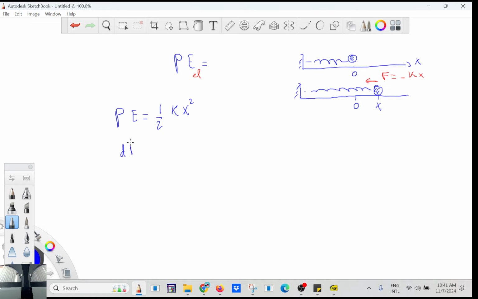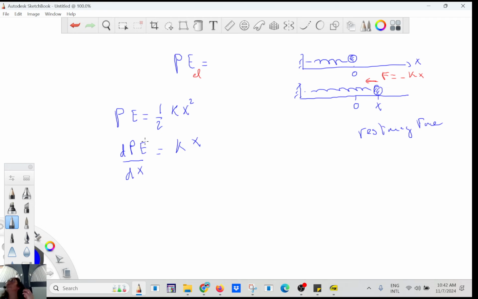Can you take the derivative for me as a function of x? Kx. You're welcome, kx. Right? And what is kx? Yeah, so kx is the restoring force, right? So if you derive potential, you get the restoring force.